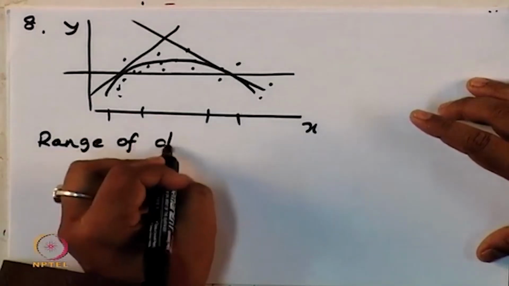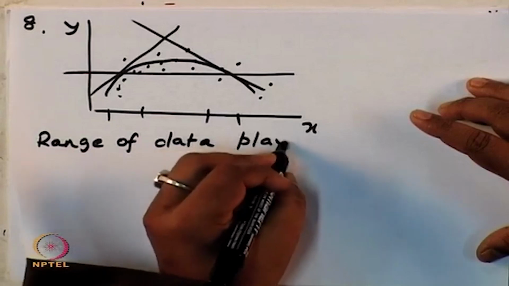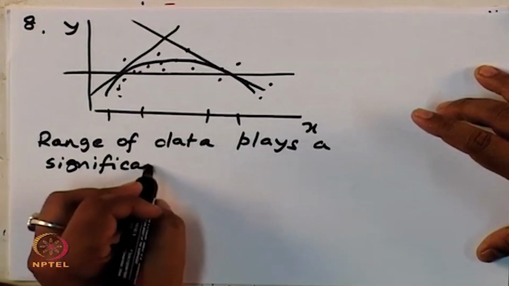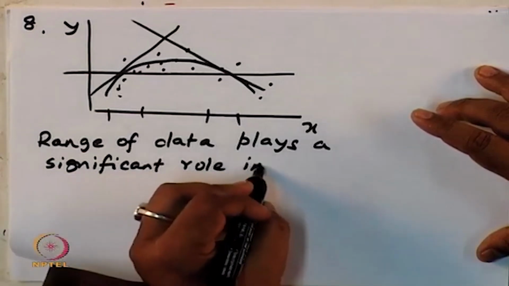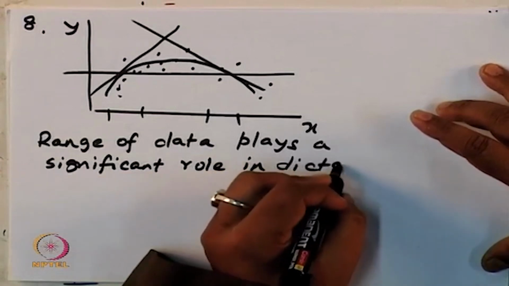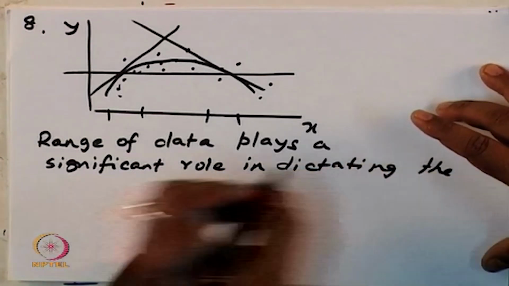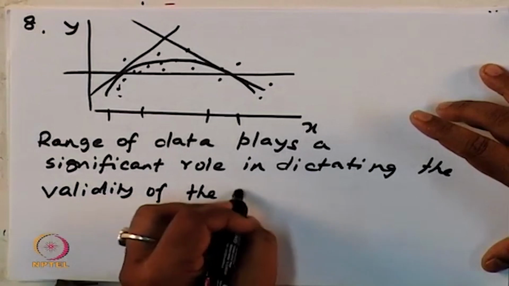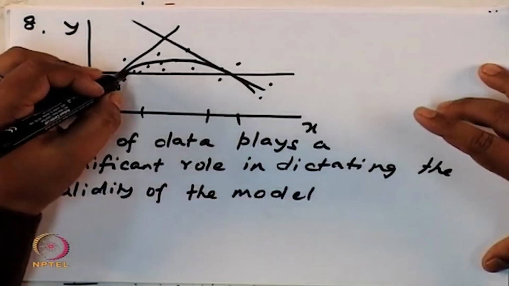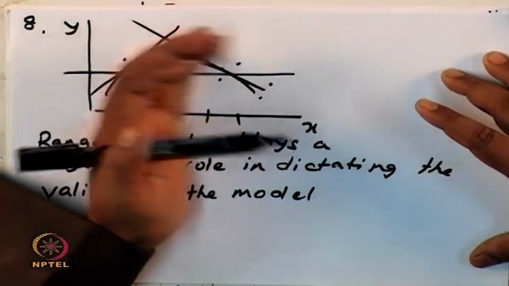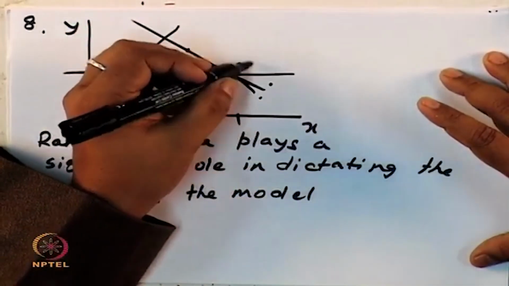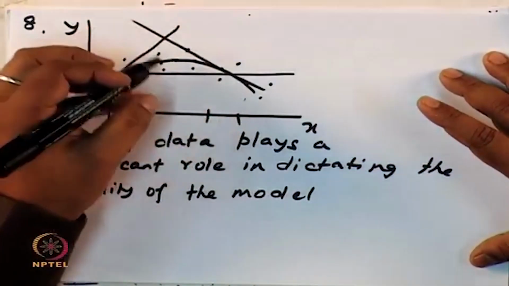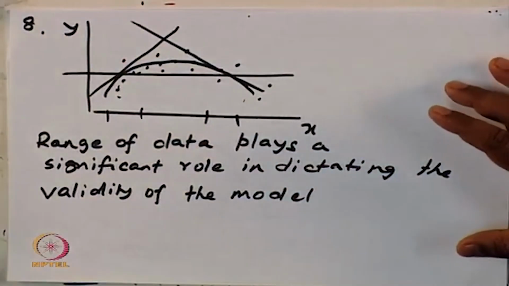of data plays a significant role in dictating the validity of the model. Which means that if you are trying to extrapolate the data, you would incur a huge amount of error. This line would predict a value here for this point, but as you can see, this is clearly not linear in nature.